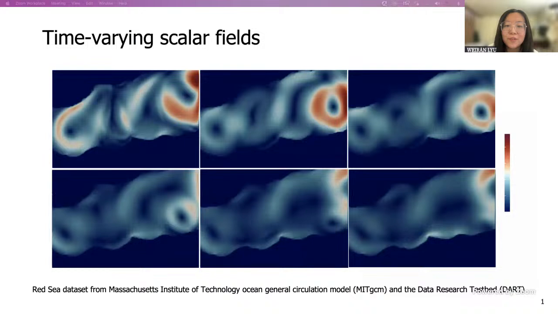So scalar fields are everywhere. They arise from scientific simulations or measurements. An example of a time-varying scalar field is shown here, coming from a simulation of the Red Sea. We use the velocity magnitude field here as the scalar field. To study the circulation dynamics of the Red Sea, we are interested in studying the similarities and differences between each time step.